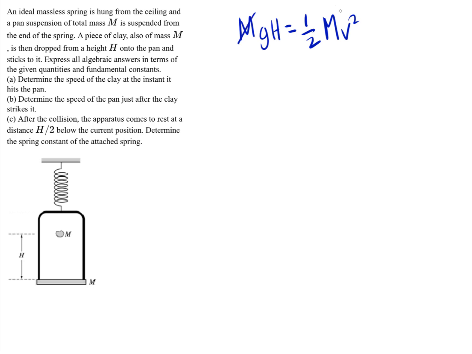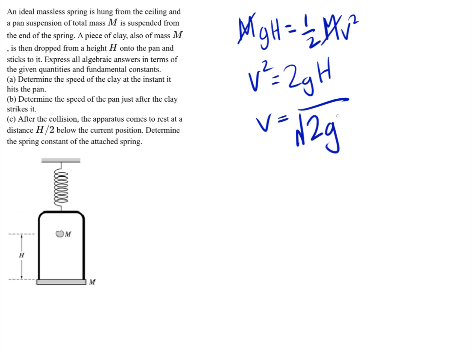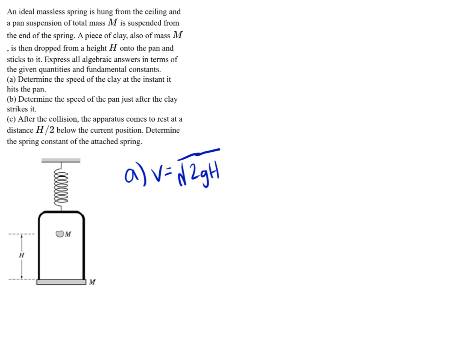So the masses cancel. You're left with v squared equals 2gh. So the expression for the velocity right before impact is the square root of 2 times the acceleration due to gravity times the height that it was held above the ground. So I'm going to write that here. That's A. So that's the first part.